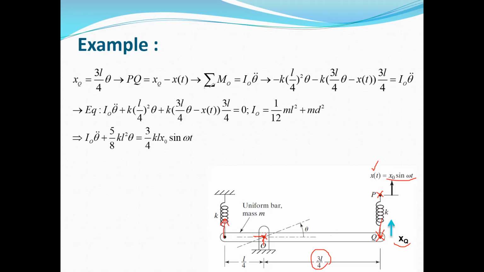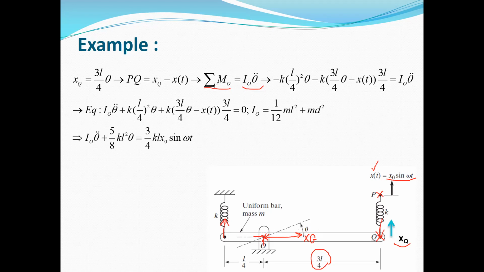So the moment about point O is equal to the mass moment of inertia about point O times the angular acceleration. The mass moment of inertia about point O is equal to the mass moment of inertia about the mass center, if we call it G, plus m times d squared, where d is the distance between the mass center and point O. You know that for a uniform bar, the mass center is located at the center of the bar. So the distance between point G and point O is equal to L divided by 4. And we can calculate the mass moment of inertia about this point.